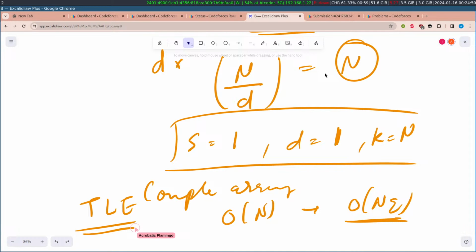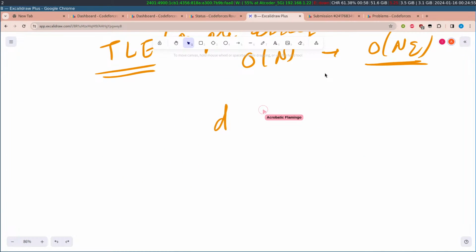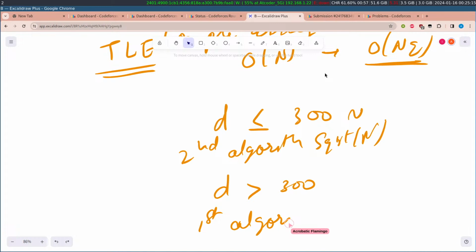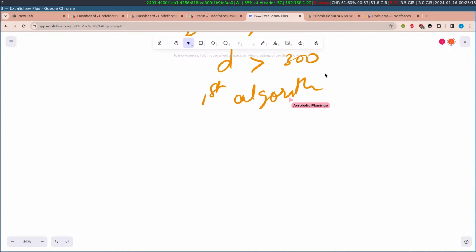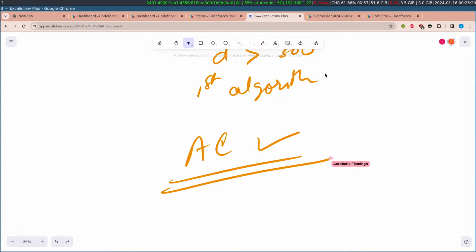Now the key idea to solve this problem is, if d is less than or equal to a constant, say 300, which is around square root of n, then use the second algorithm. And if d is greater than a constant, say 300, use the first algorithm. You will get an AC on this problem. And this technique is known as the square root technique.